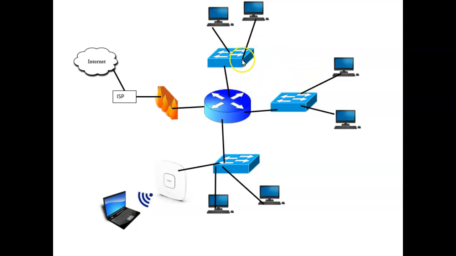And then from there I have a switch. I want all of these computers to be on the same network, and so I put them together on a switch so that they connect to the same port on the router. By connecting to the same port on the router, they're on the same network. Now they have IP addresses that are on the same network, and we will talk about that later on.